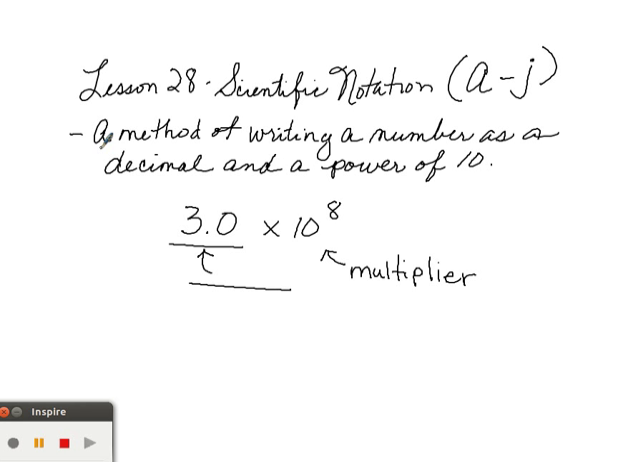All right, today we are doing lesson 28 on scientific notation. The definition of scientific notation is a method of writing a number as a decimal and a power of 10. Here's an example for you. 3.0 times 10 to the 8th. 10 to the 8th is called your multiplier. 3.0 is called your coefficient.